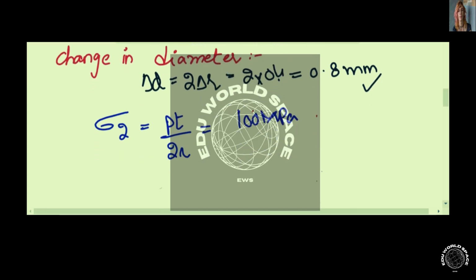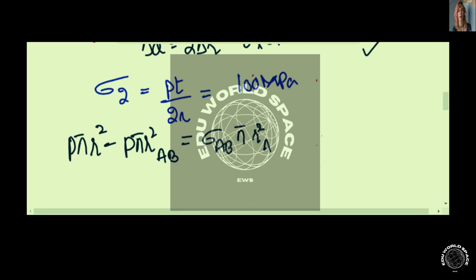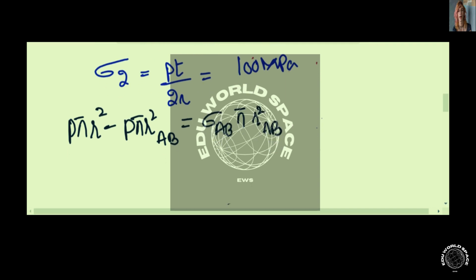Now what we are going to do is take the equilibrium along the longitudinal axis, and we'll get this equation: P times pi times R squared minus P times pi times R squared sub AB equals the stress along AB times pi times R squared of the radius of the rod AB. So if we solve it for this variable, we'll get our answer to the second part.